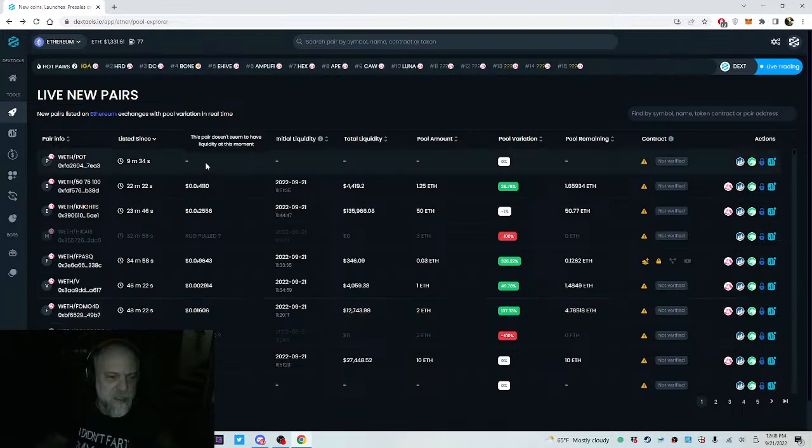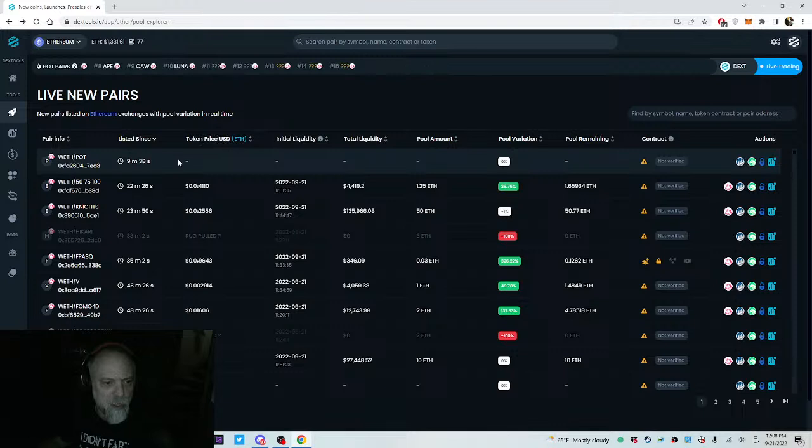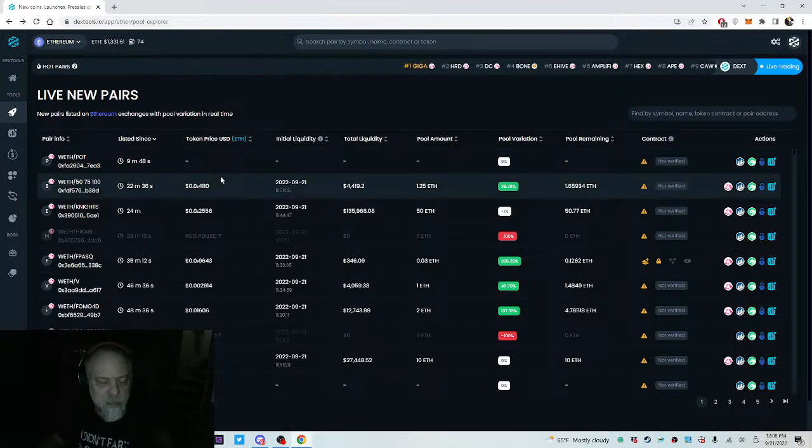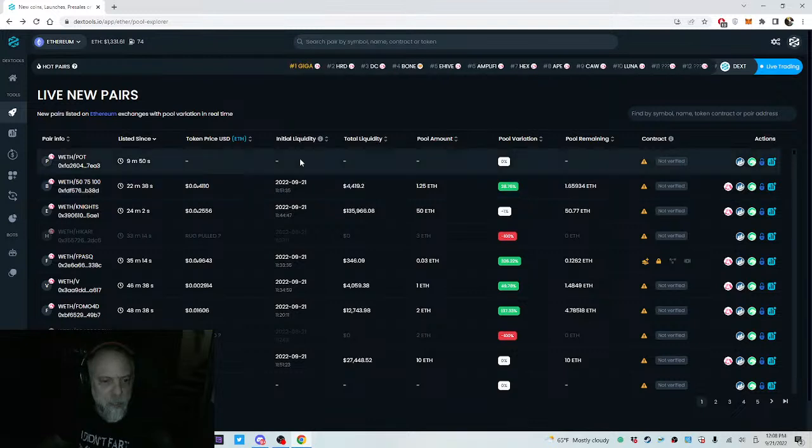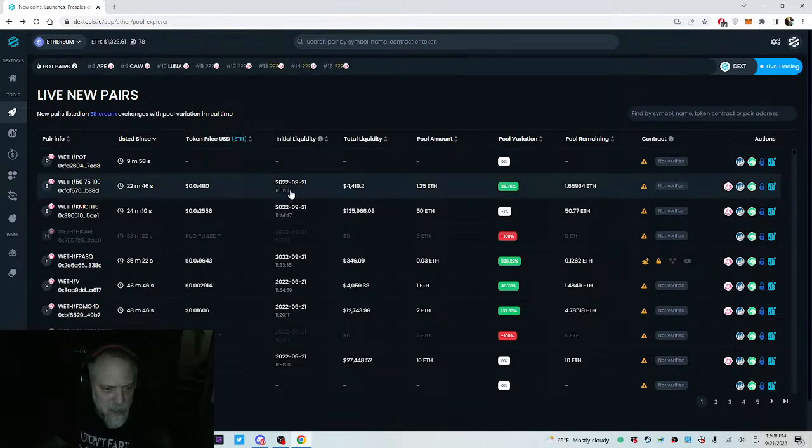It will list up token prices. You can see on this first one where the token price has not been listed yet. That means that the blockchain still needs to read the contract, get all the information out of the contract before it can post it on to this page for the live new pairs. Initial liquidity, it's the same thing. They have not put in the liquidity yet. This right here, as you can see on this one, shows you what the price is as of right now. When they put in the liquidity, it'll tell you the exact time and right down to the second.